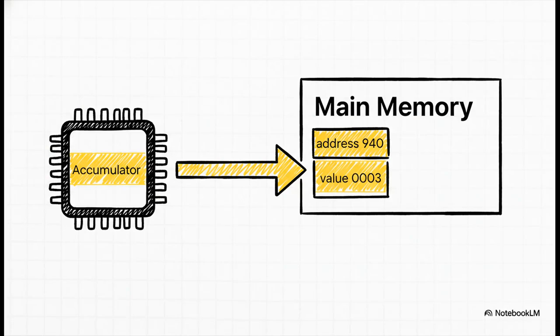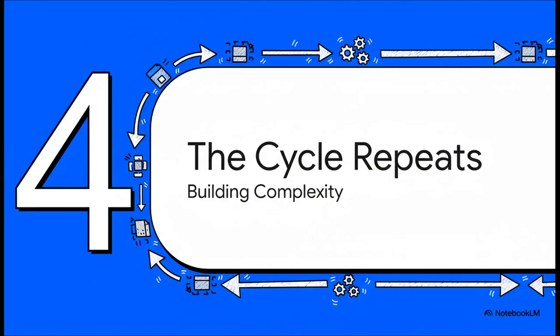It zips over to memory address 940, grabs the value it finds there, which is 0003, and loads it right into its scratch pad, the accumulator. And boom, just like that, one full fetch-execute cycle is done. But one instruction doesn't make a program, right? The real power here comes from the fact that this cycle just repeats instantly and endlessly. That's what lets these simple little steps build up into really complex operations.